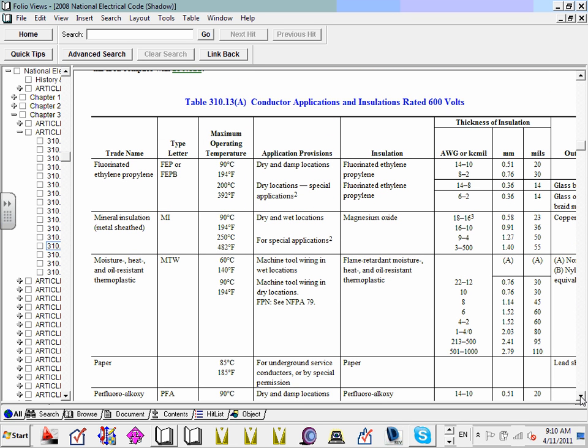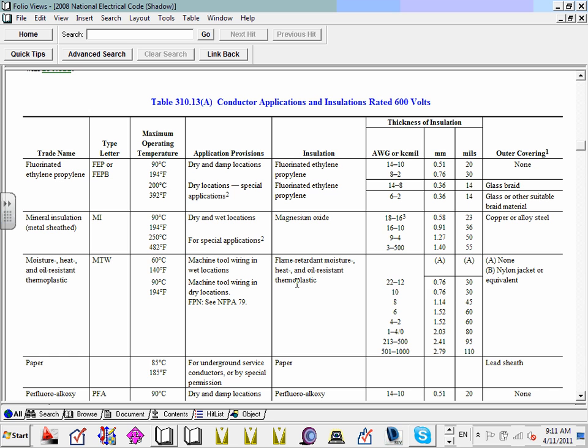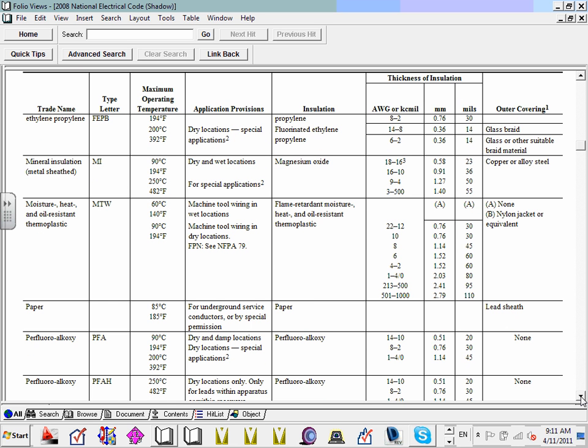It changed in NEC 2010. They moved it to the end of the book. If you don't know this table, please pay attention to it. Say you're working on a fire pump, and you're going to wire a fire pump. You need a fire rated wiring system. We're going to find a fire rated wiring system.